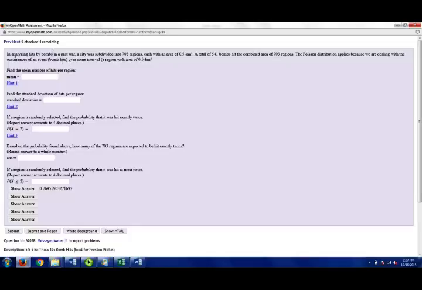So we've got here, in analyzing hits by bombs in a past war, a city was subdivided into 703 regions, each with 0.5 squared kilometers. A total of 541 bombs hit the combined area of the 703 regions. The Poisson distribution applies because we're dealing with occurrences of an event, a discrete event, bomb hits, yes or no, over some interval in this area. In this case, it's the area, 0.5 kilometer regions. What is the mean number of hits per region?